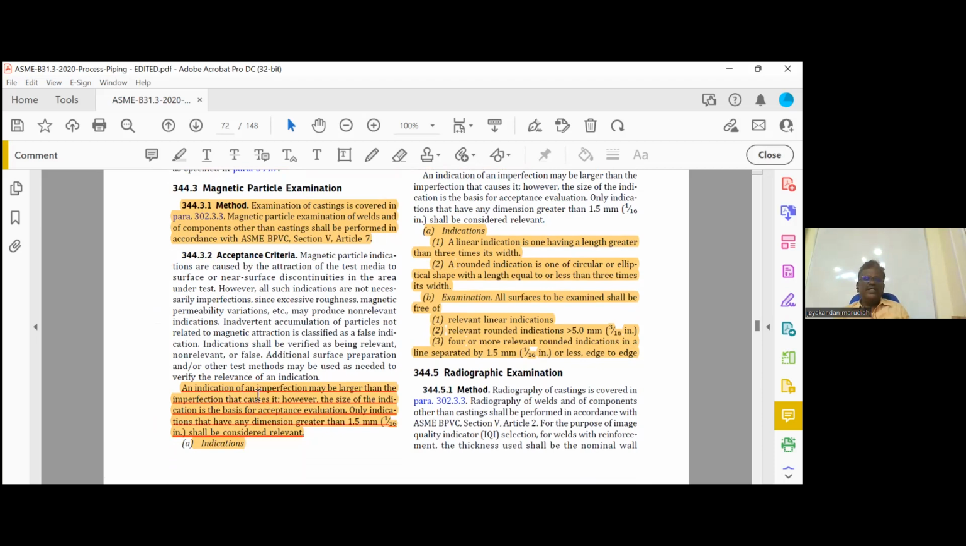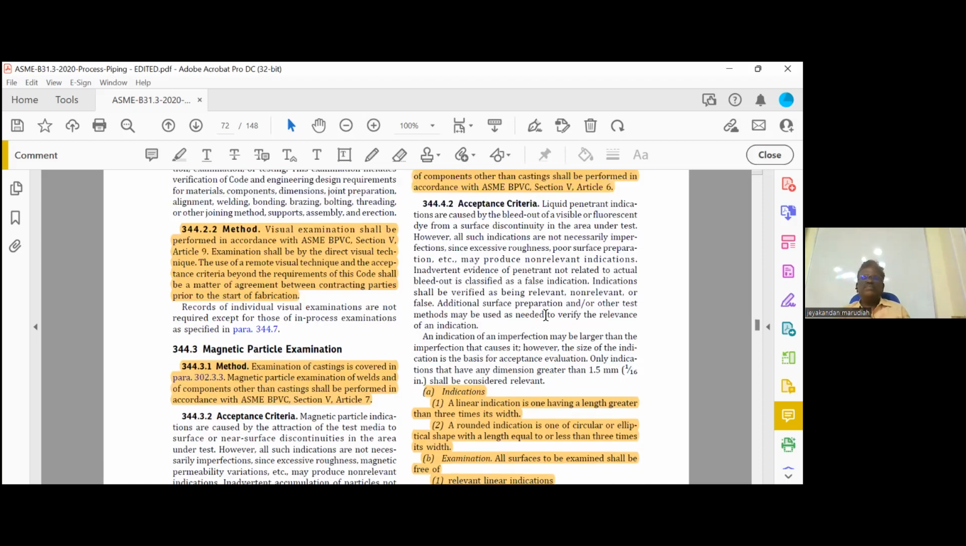So highlight it. An indication of an imperfection may be larger than the imperfection that causes it. However, the size of the indication is the basis for acceptance. Only indications having any dimension greater than 1.5 mm shall be considered relevant. If they ask, it will be open book only. No need to memorize anything.